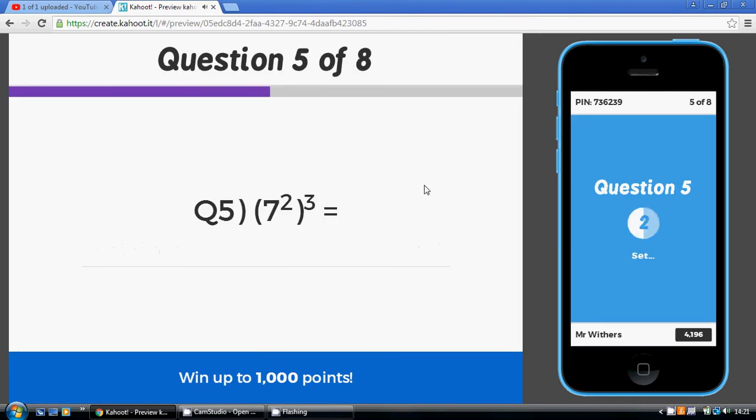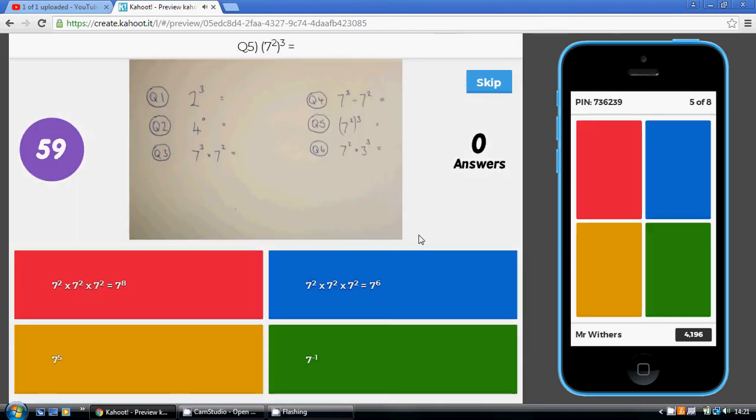Question 5, what is 7 squared all cubed? Well, think about what's in the bracket. We've got 7 squared, and then what do we have to do to that? We have to cube it. Now when we cube something, it's times itself and times itself again. So that's 7 squared times 7 squared times 7 squared. Now looking at that, when we multiply, we add the powers, and 2 add 2 add 2 equals 6. So it's 7 to the power of 6.